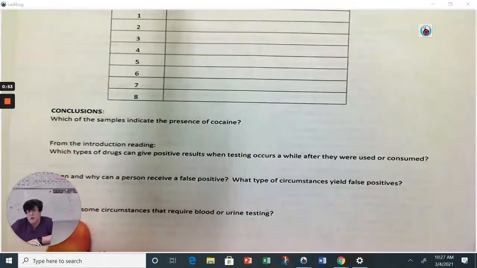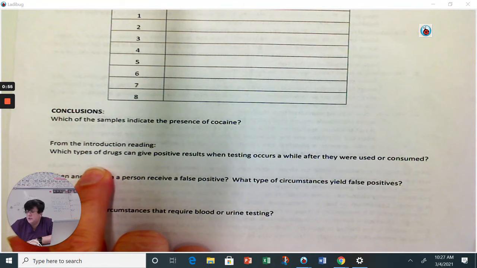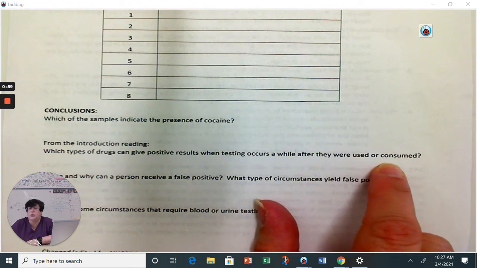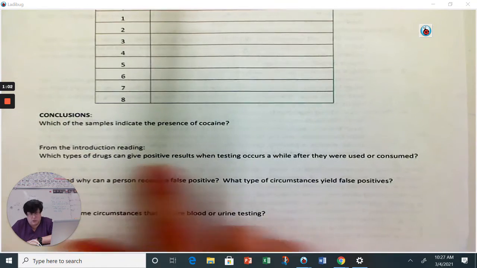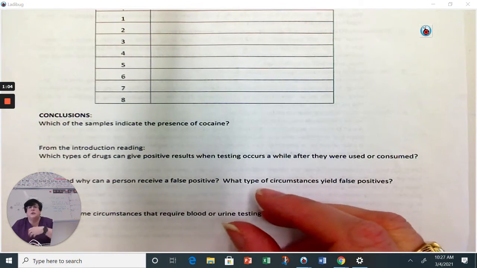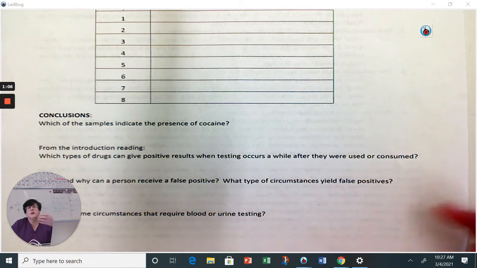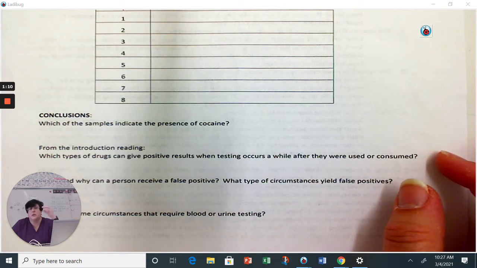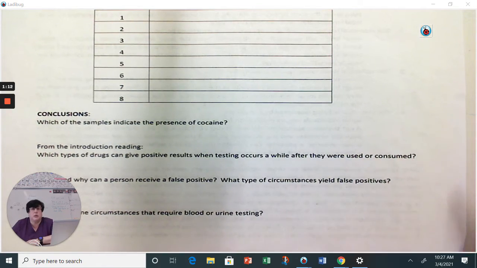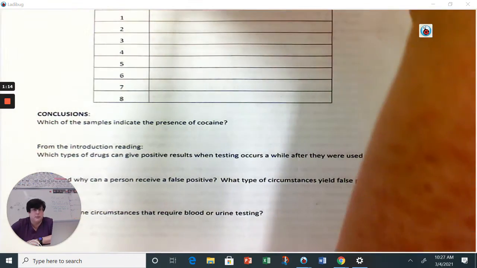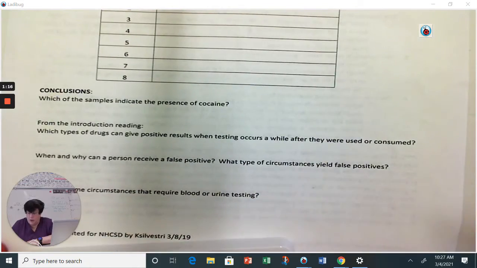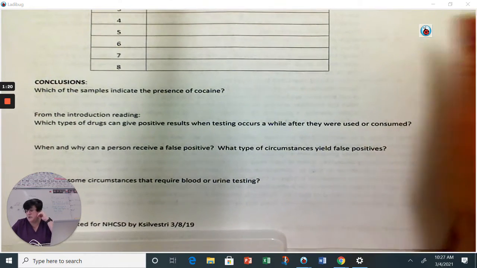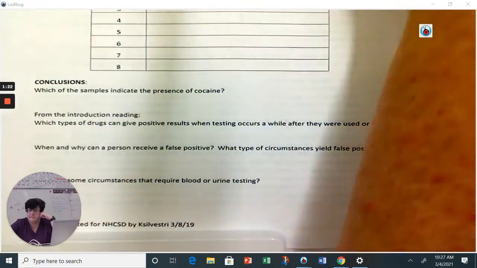So these three questions: what types of drugs can give positive results when testing occurs a while after they were consumed or used? Right, so there's something in the reading that tells you you can get false positives if you eat something or have to take medication for something in a drug test screening for a job or a sport. When and why can a person receive a false positive? What types of circumstances yield a false positive?